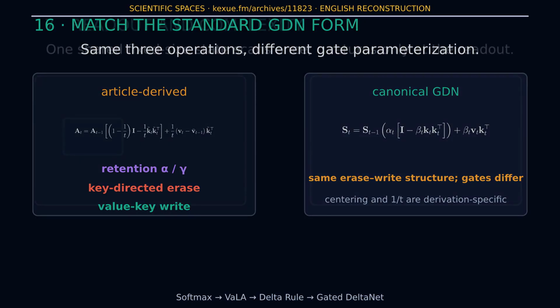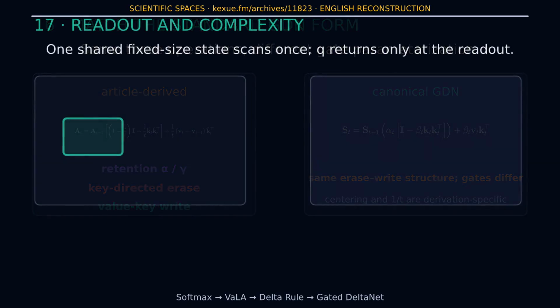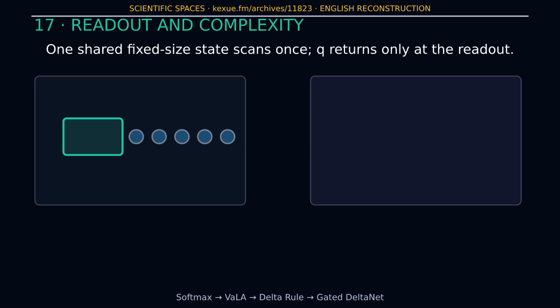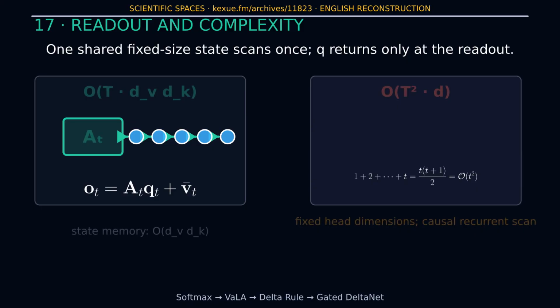The final output keeps the current query in the readout. Output t equals A_t times q_t plus the running mean value. The state A is d_v by d_k, so each token updates a fixed-size matrix and performs a fixed-size matrix vector product. That makes the scan linear in sequence length, with constant work per token for fixed head dimensions. Softmax Attention instead forms all pairwise query key scores. The derivation has moved query-dependent work from every recurrent step into one final readout per position.